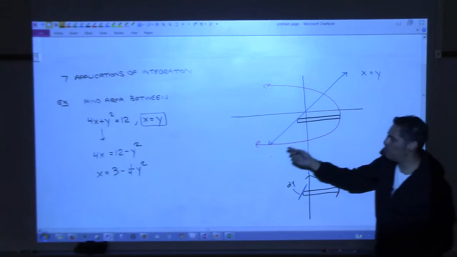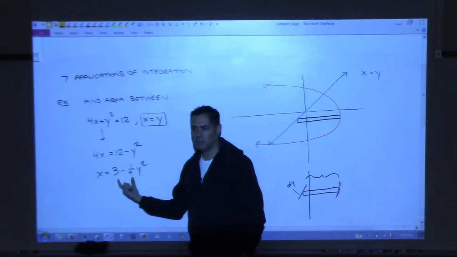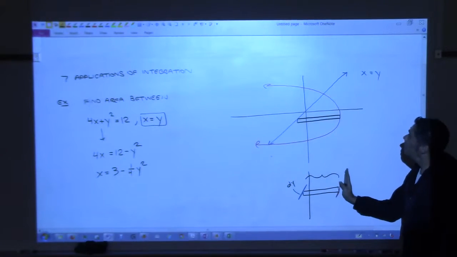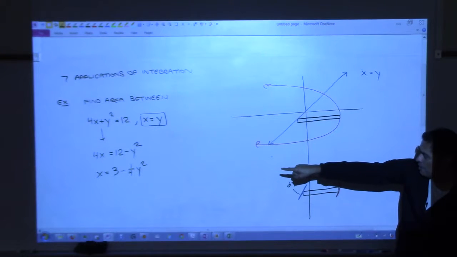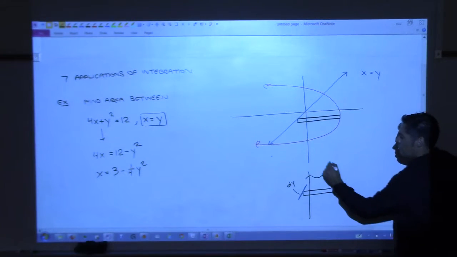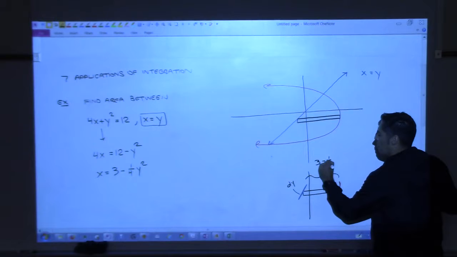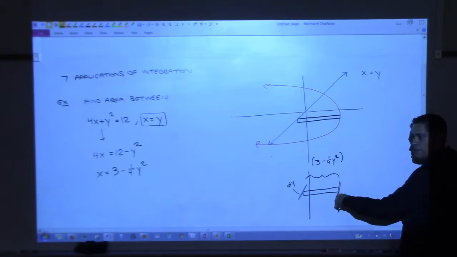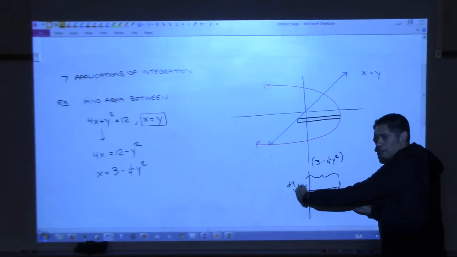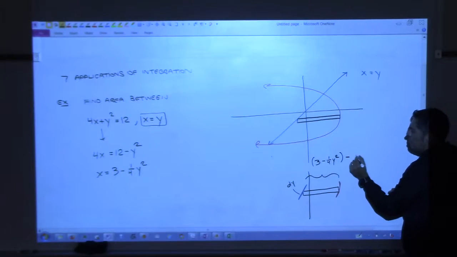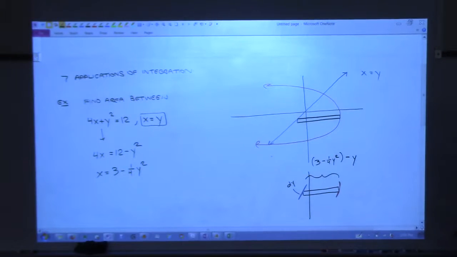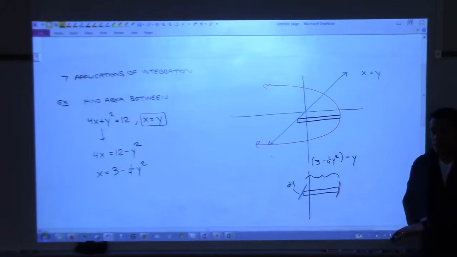But that's okay because we solved these for x, didn't we? Yeah. So what is the one on the right side? That's that one, right? That's that one. So shouldn't this be the 3 minus 1/4 y squared, right? That would be this distance. Then we take away this distance. So what's that distance? y. Not x, but y. See how we switched everything from x's to y's? Did y'all see that?